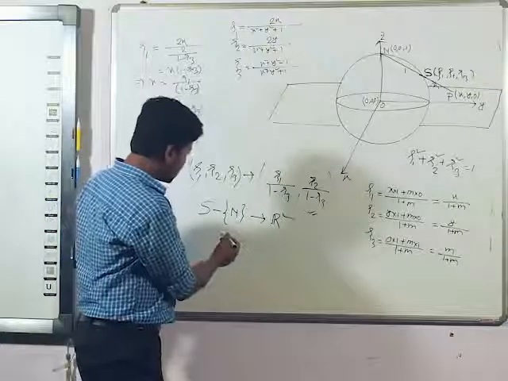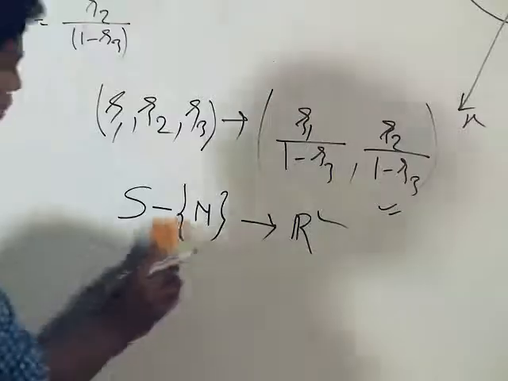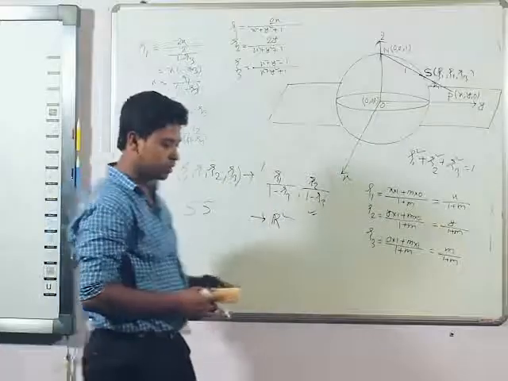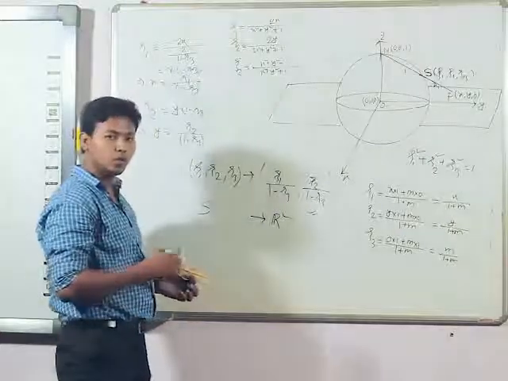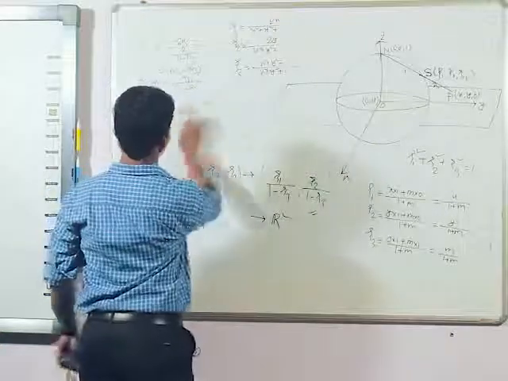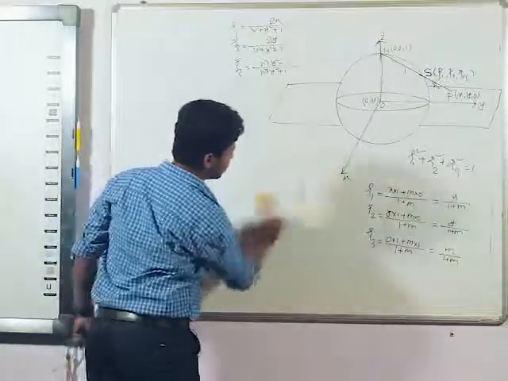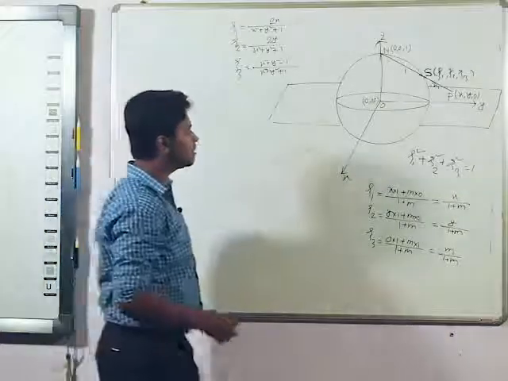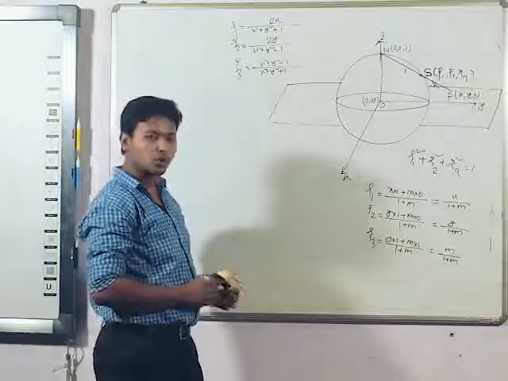But if we add R2 with infinity, that is the extended complex plane, then all the points on S will have a one-to-one correspondence with the xy plane. That is, stereographic projection means the one-to-one correspondence between all points on the unit sphere and all points of R2 or the complex plane.